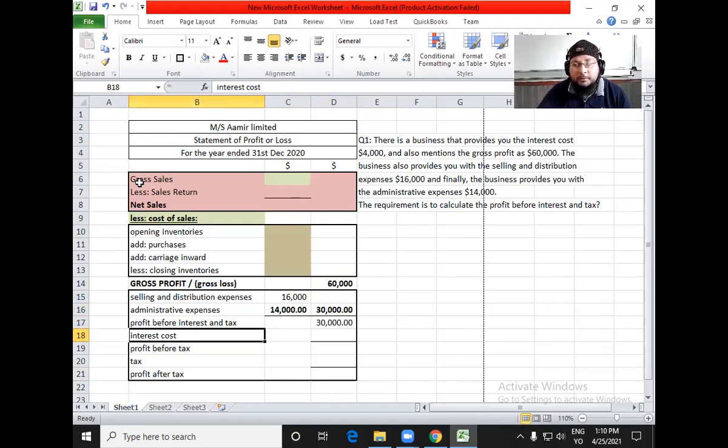No, we will not subtract interest cost. Why? Because the question has been finished at the calculation of profit before interest and tax. So that is why interest cost in this question is irrelevant. So students, you must be very vigilant and you must understand which area is required and how you approach, how you reach that particular point. Okay, so I think this question is extremely clear to you guys.